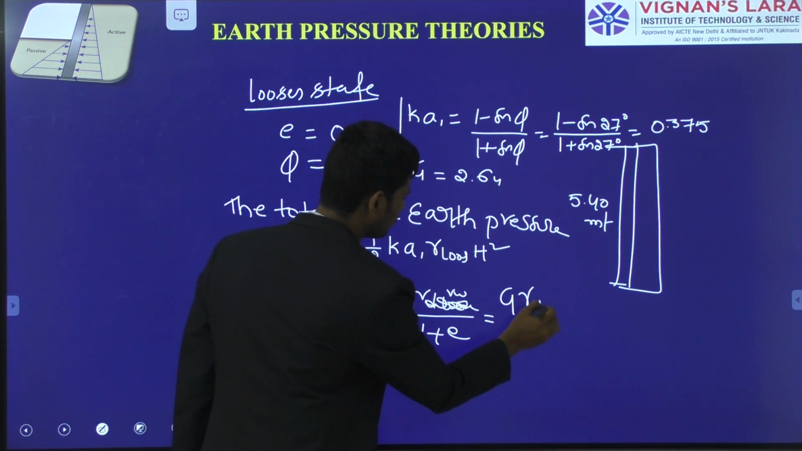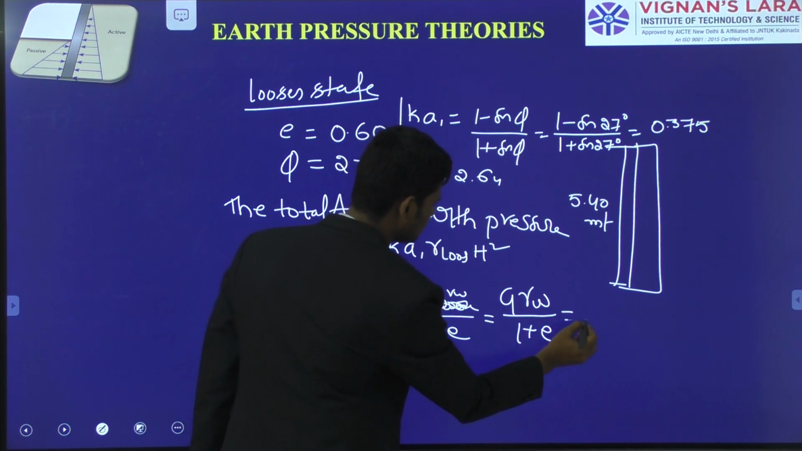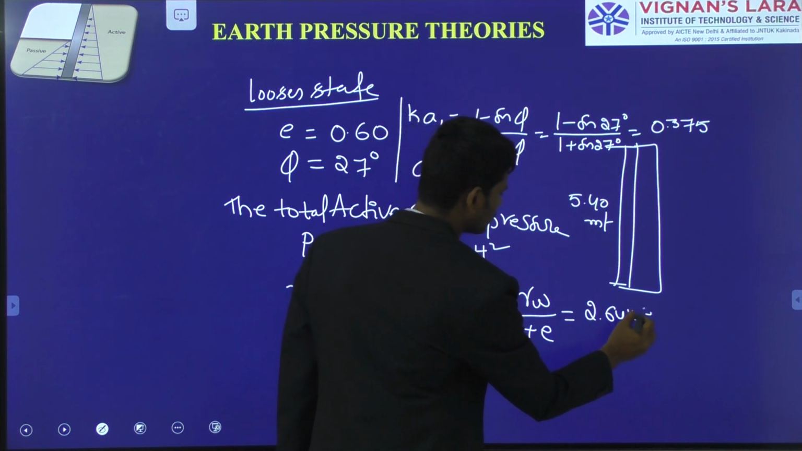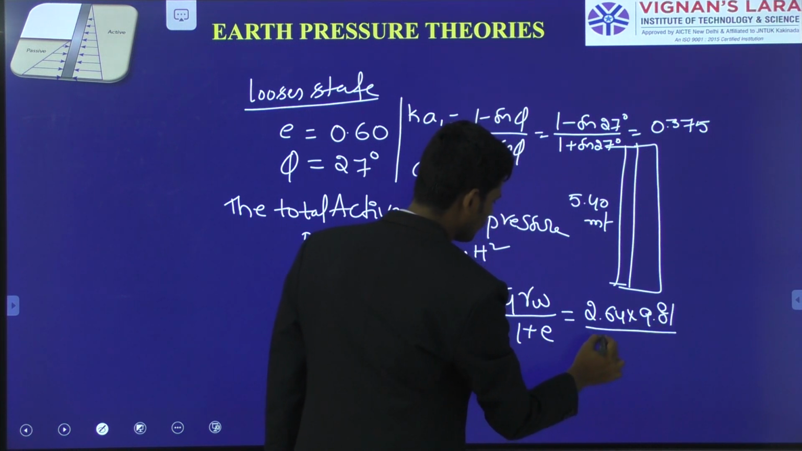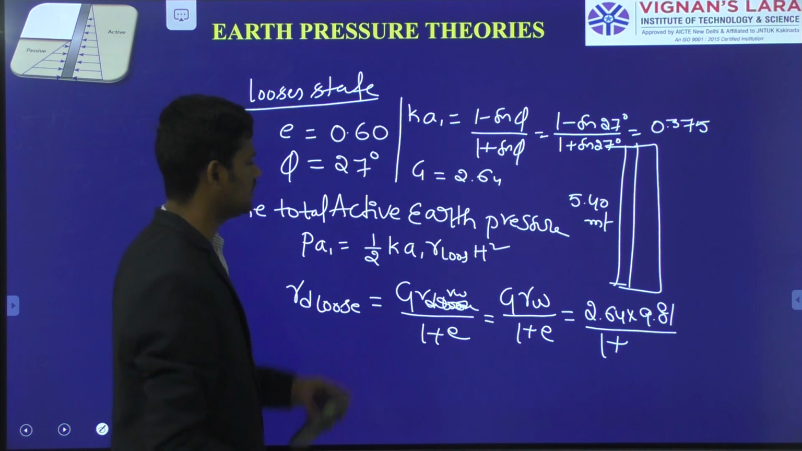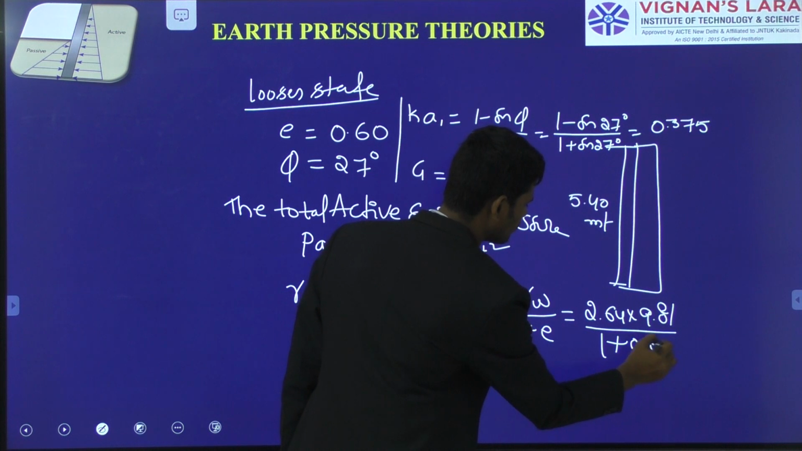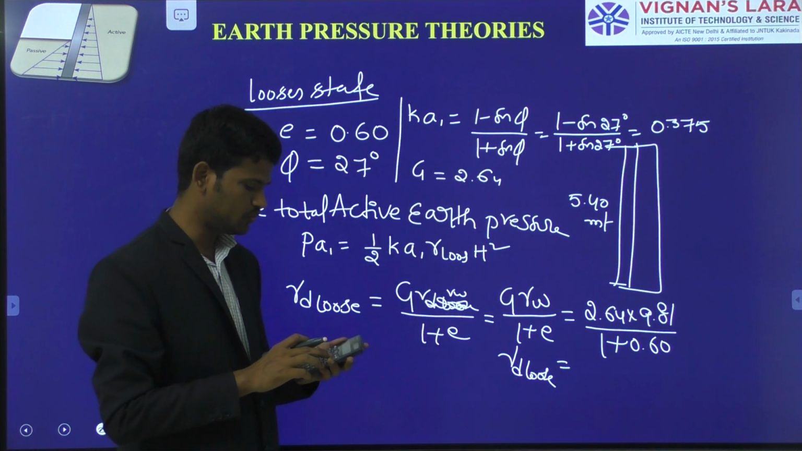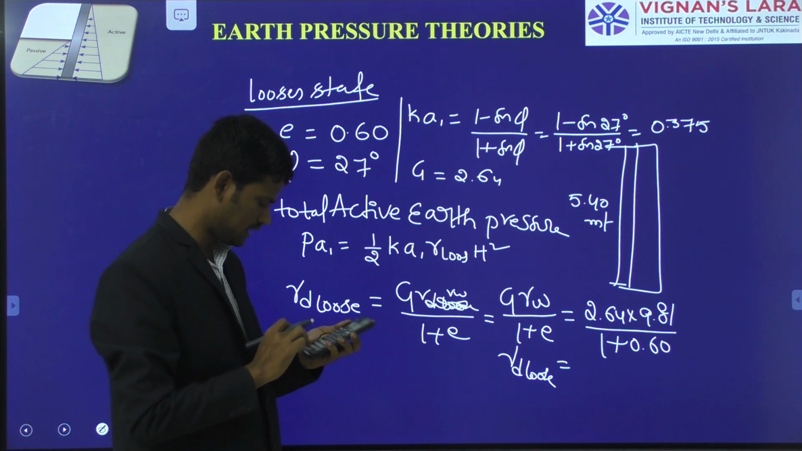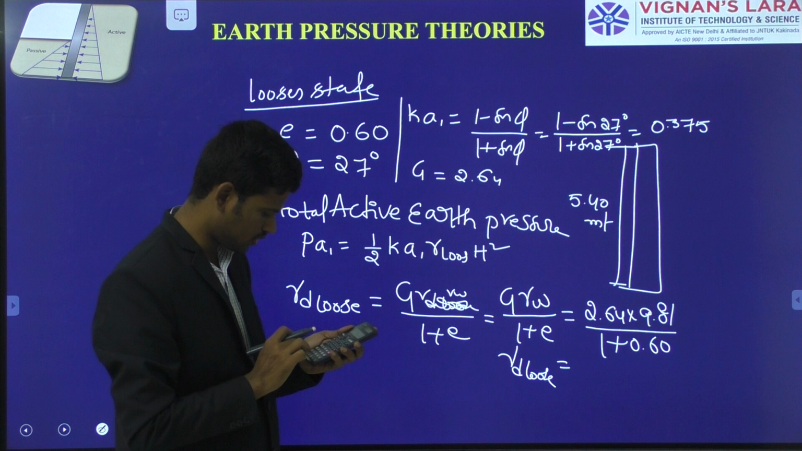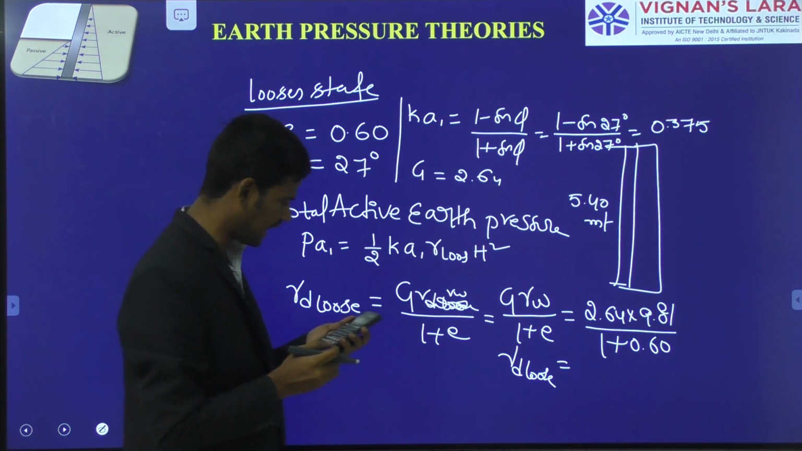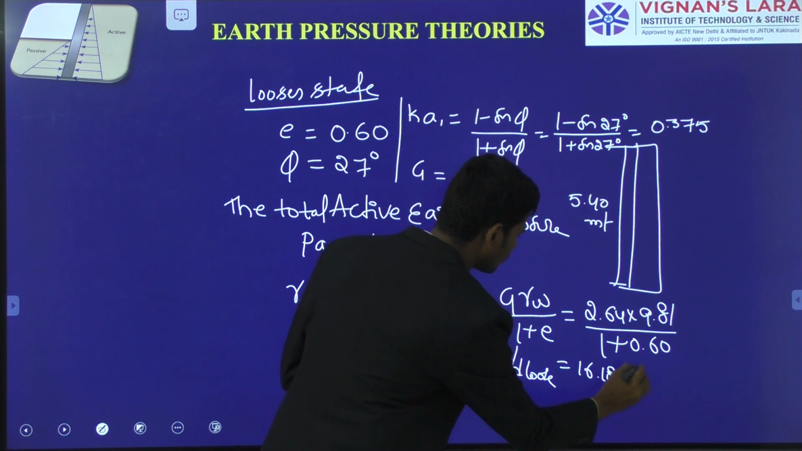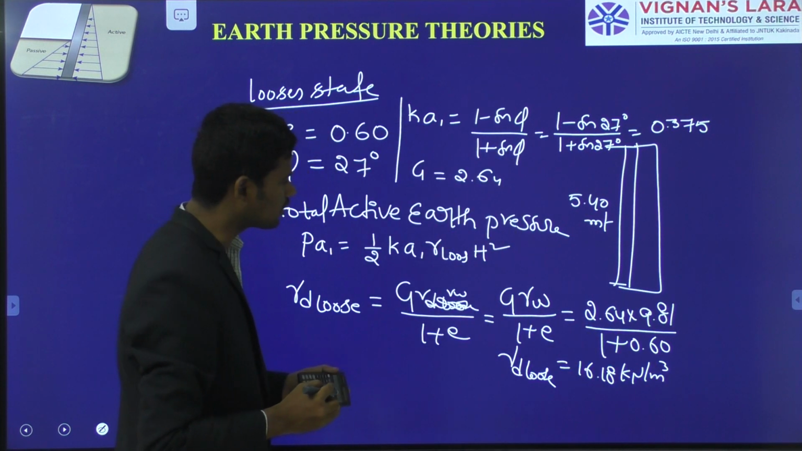Again I am writing here gamma D equal to G gamma W divided by 1 plus e, where G is the specific gravity of the soil given in the problem as 2.64, gamma W is the unit weight of water 9.81, and e is the void ratio, 1.06. So the unit weight of the soil in the loose state is 2.64 into 9.81 divided by 1.60, which is 16.18 kilonewton per meter cube.